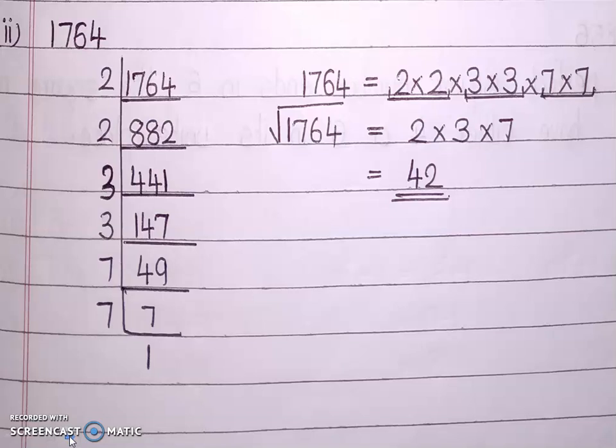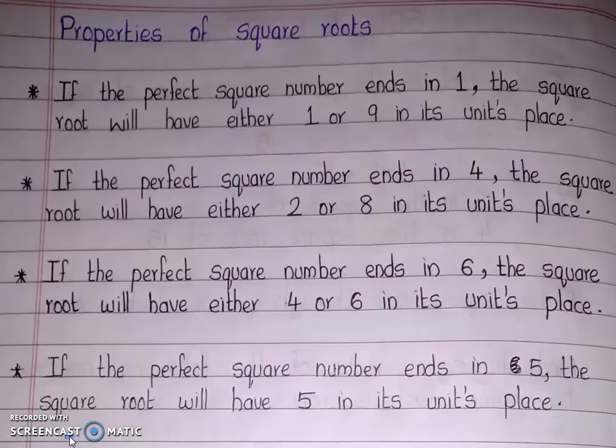Next, we will discuss some of the properties of square root numbers. Properties of square roots. Students, this property in the reverse order you have learnt in squares, properties of squares. If the perfect square number ends in 1, the square root will have either 1 or 9 in its units place. If the perfect square number ends in 4, the square root will have either 2 or 8 in its units place.